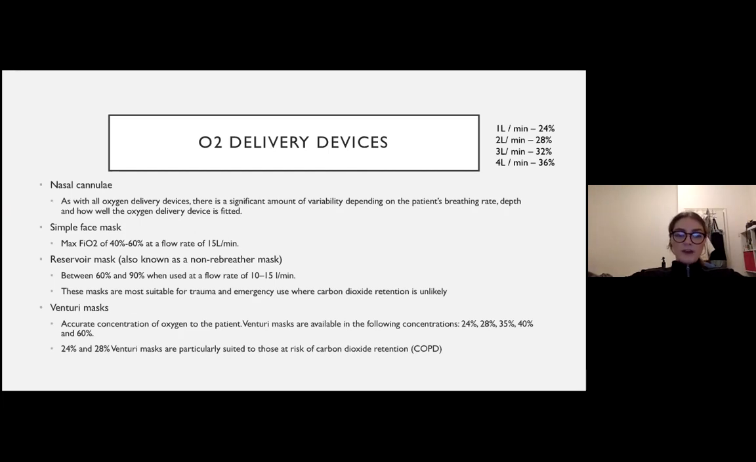So if you give someone 15 litres of O2 through a simple Hudson face mask, they'll be getting about 40 to 60%. Then if you do an ABG on them and their oxygen level comes back as 10, you know that's significantly lower than it should be, because it should be 30 to 50, based on how well they're using the mask and how much oxygen is escaping out the sides. If that makes sense.